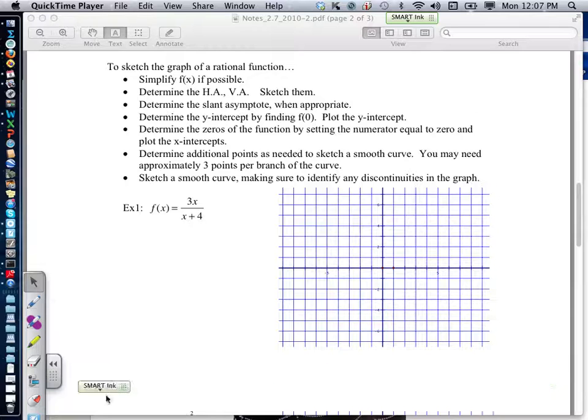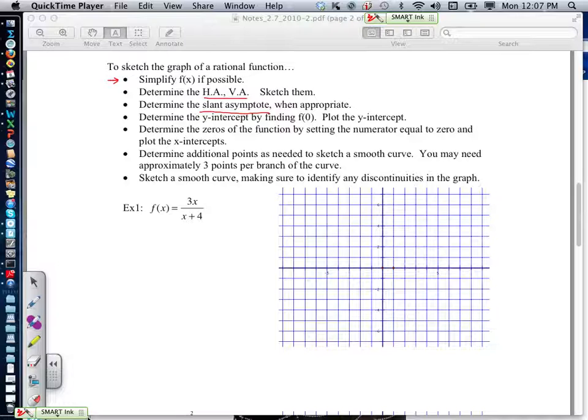Okay, so let's look first at this example. Here's an example without a slant asymptote. So what I want you to be doing when you're creating graphs, you're going to simplify the function if you can. You're going to determine the horizontal and vertical asymptotes and sketch those guys. You're going to find the slant asymptote if that's appropriate.